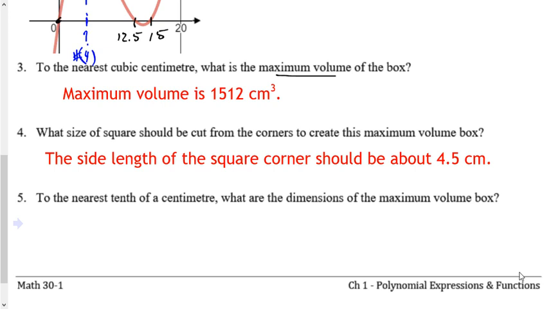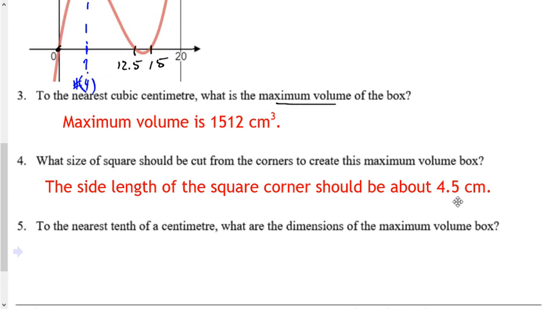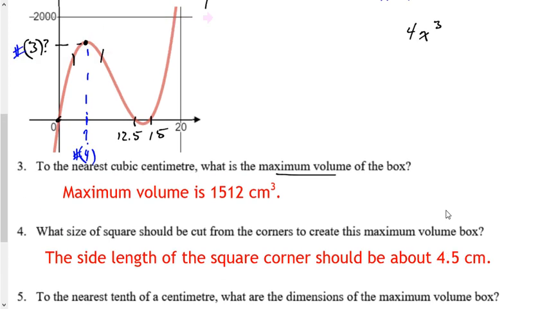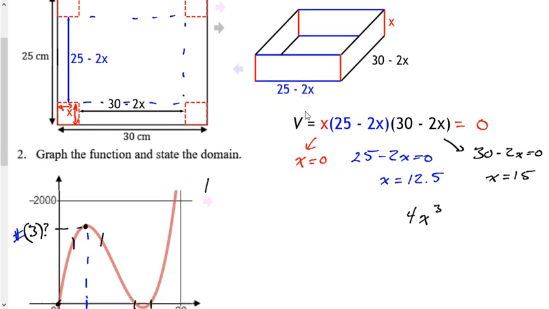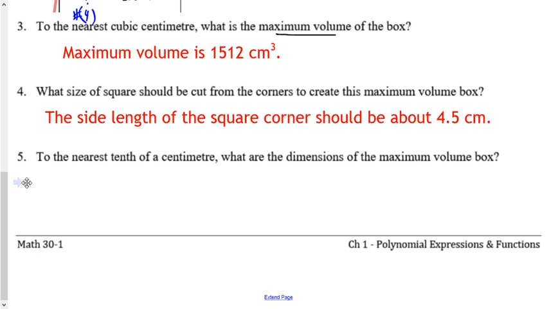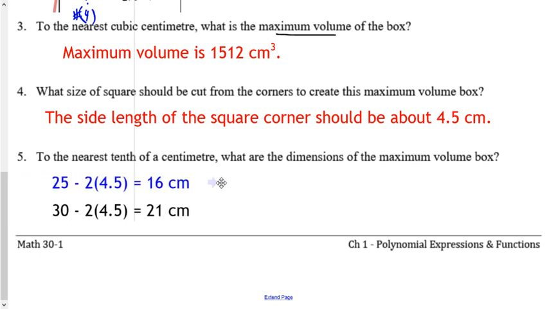Finally, to the nearest tenth of a centimeter, what are the dimensions of the maximum volume box? Well, we found the size of the square, so this 4.5 is one of the dimensions. But again, as we come up here, that's only one. So we also need to do 30 minus 2 times 4.5, so that'll be 30 minus 9, about 21. 25 minus 2 times 4.5, 25 minus 9, about 16. Those are the answers that we're going to state as we answer question 5. So we have these two dimensions and the height of the box that we had from question number 4.